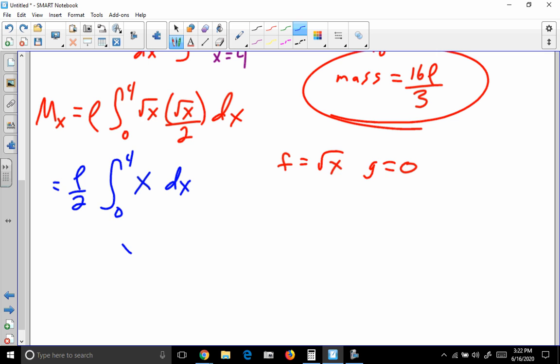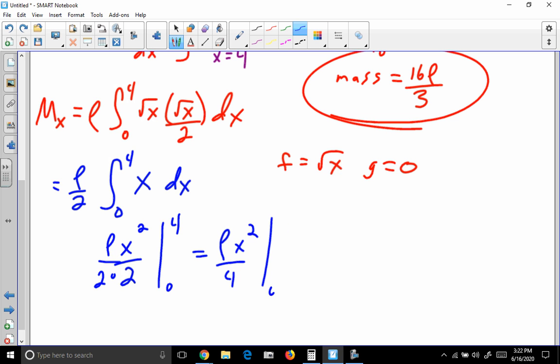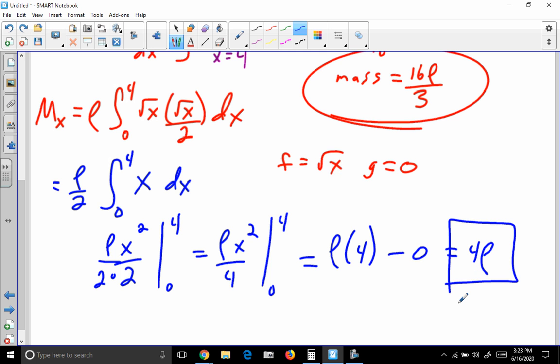So if we integrate that, we get x squared over 2. We still have our rho over 2 out front, and we're evaluating that from 0 to 4. So we get 4 on bottom, and evaluate that from 0 to 4. So 4 squared, that's 16 over 4. And when we put a 0 in, we get 0. So 4 rho is the moment measured from the x-axis.